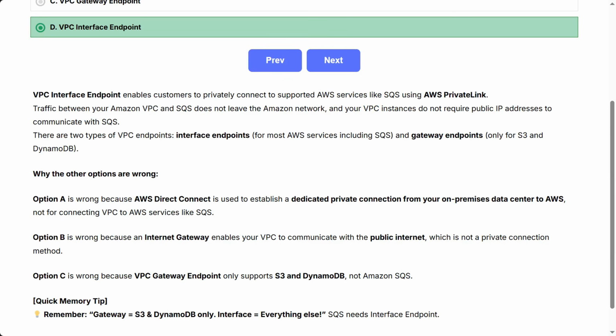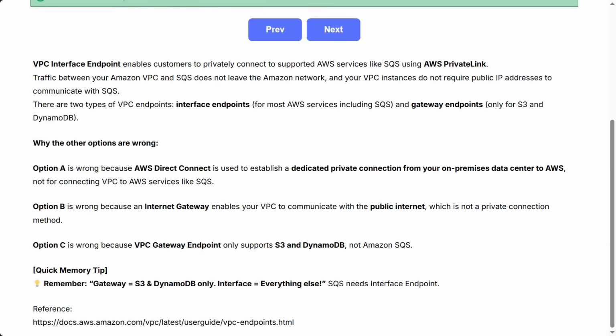Option A is wrong because AWS Direct Connect is used to establish a dedicated private connection from your on-premises data center to AWS, not for connecting VPC to AWS services like SQS. Option B is wrong because an internet gateway enables your VPC to communicate with the public internet, which is not a private connection method. Option C is wrong because VPC Gateway Endpoint only supports S3 and DynamoDB, not Amazon SQS.